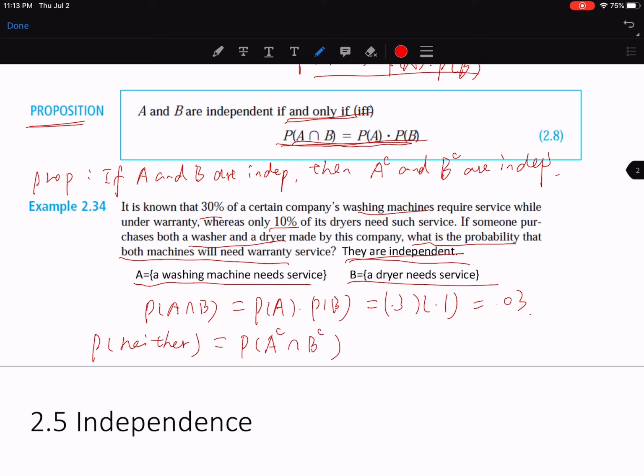And we know they're independent, so that is equal to the probability of A complement times the probability of B complement. So the probability of A complement is 1 minus the probability of A, times 1 minus the probability of B. What is 1 minus the probability of A? The probability of A is 0.3, so this is 0.7, times the probability of B is 0.1, so that is 0.9. So this is equal to 0.63. So the probability that neither of them needs service is equal to 0.63.